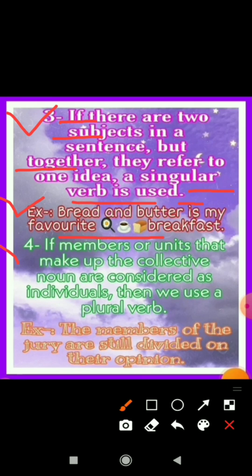Fourth rule is, if members or units that make up the collective noun are considered as individuals, then we use a plural verb. So if members or units of a collective noun are considered as individuals in a sentence, like we are considering the individual members of a collective noun as the subject in a sentence, that time we will use a plural verb. Example, you can see, the members of the jury are still divided on their opinion. Here we have considered the members of the jury, because the subject is the individual members of the jury. The members of the jury are still divided on their opinion, and that's why we have used a plural verb, that is are.